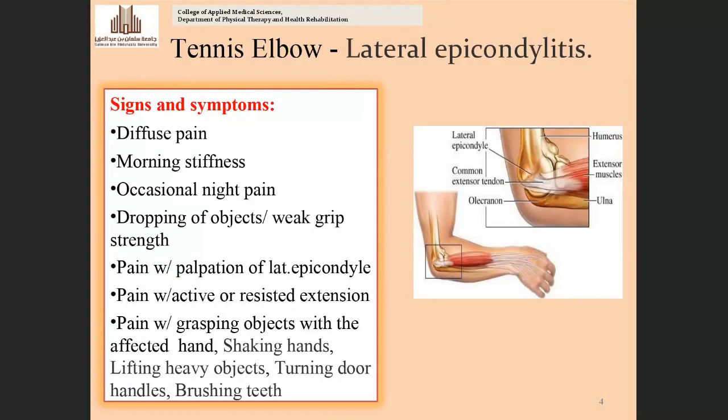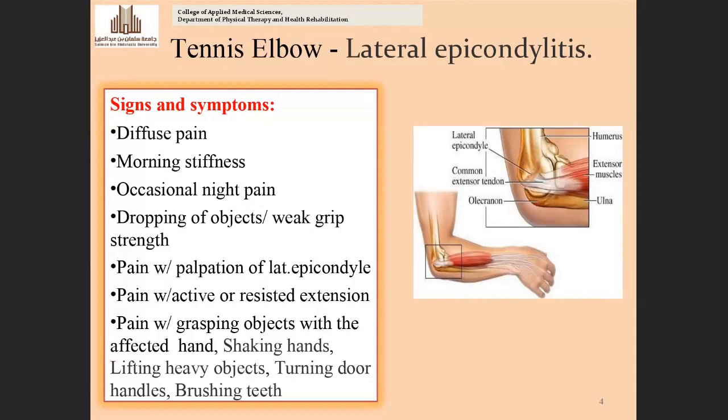When you see a person with tennis elbow, they show some important signs and symptoms. So what are the signs and symptoms? The person may show a diffuse pain in the lateral aspect of the elbow, and they may express stiffness at the elbow joint during the morning, and occasionally night pain. Sometimes they may have a weak hand grip strength and cannot hold objects properly, so there is a chance of dropping objects.